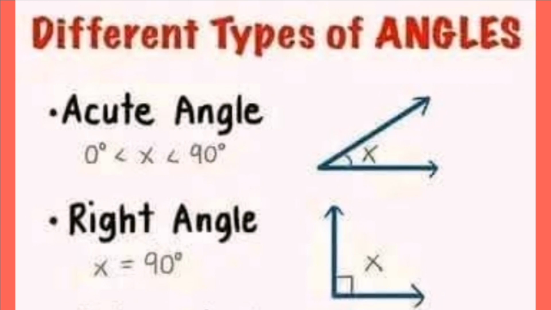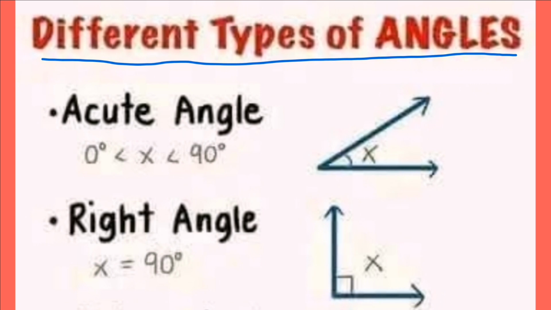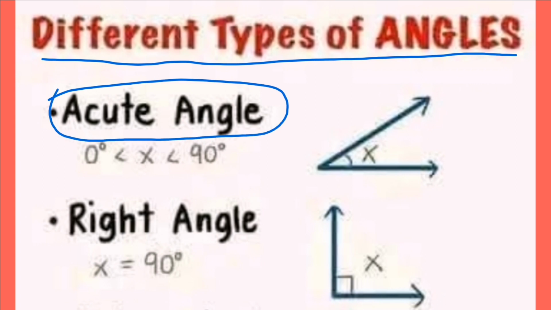Bismillahirrahmanirrahim. In this particular lecture, we have to explain different types of angles. In types of angle, the first one is acute angle. What is acute angle? Angle x less than 90 degree and greater than 0 degree is called acute angle.